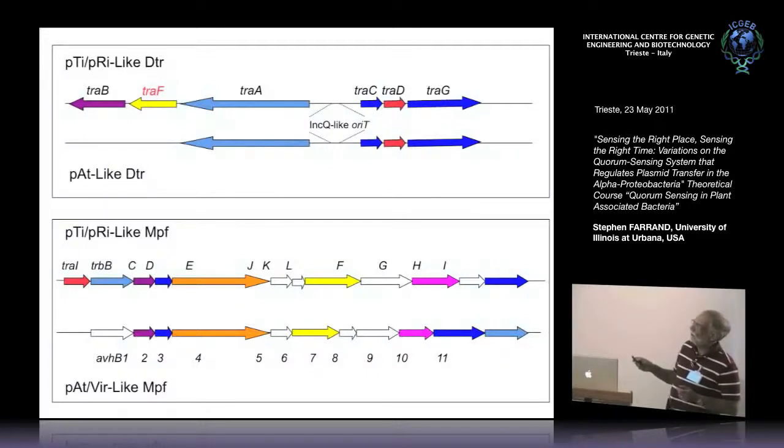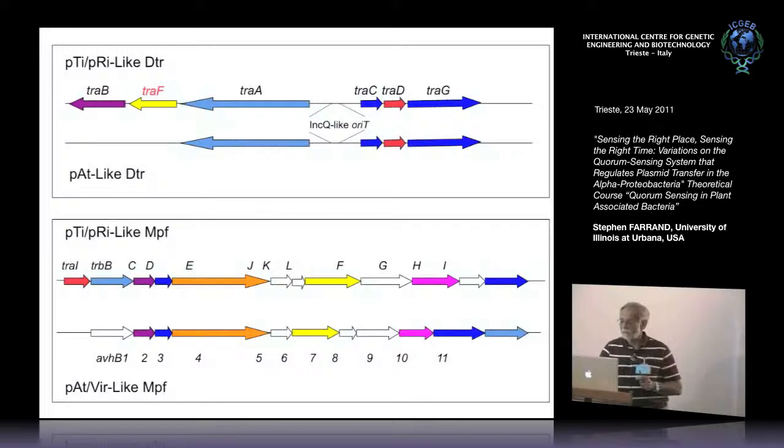And although there is relatedness between the genes of the TRIB type and the VIR-B-like, there are also differences in the organization and the composition of these. So we have two really phylogenetically different transfer systems that are evolving independent of each other.